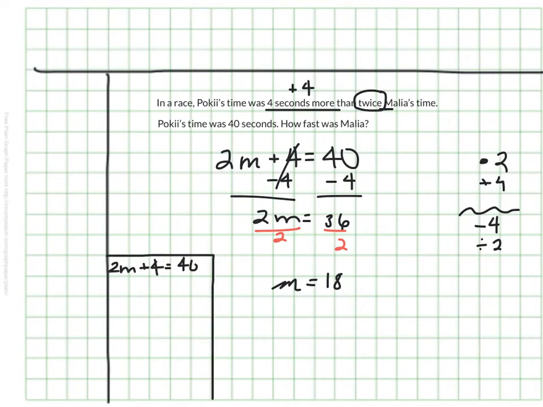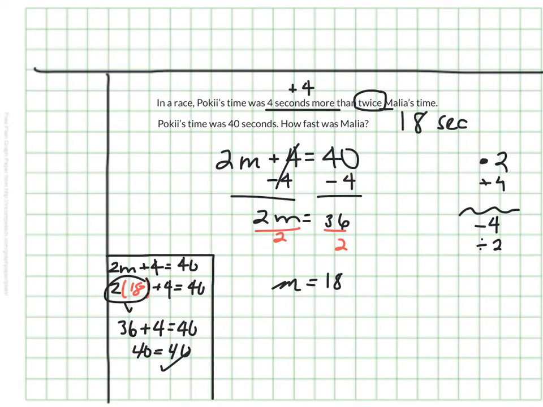I can do a quick substitution to make sure. If I'm saying m is 18, then I'm going to replace m with 18 and make sure that these two sides do in fact have the same value. This makes 36, and if I add 4, that does indeed equal 40. So I know this works out. Malia's time must have been 18 seconds.